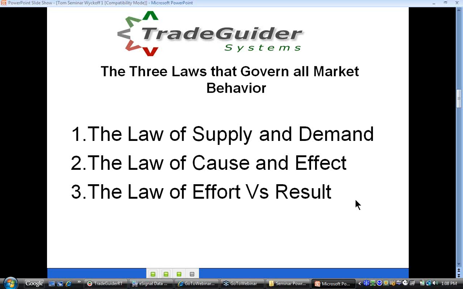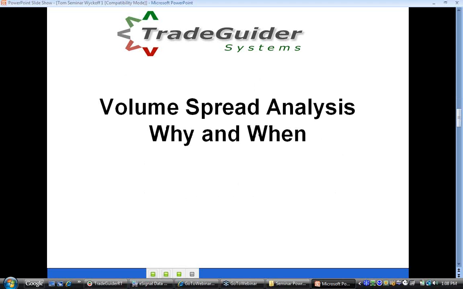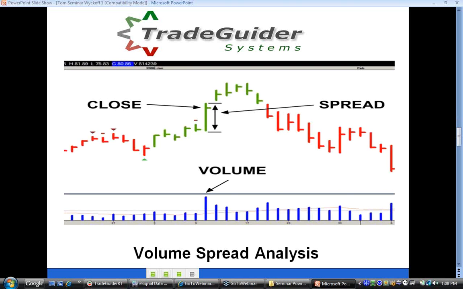The law of supply and demand, that's fairly obvious, we've heard that before. But then we have the law of cause and effect, and then the effort versus the result, and that's all linked to volume. So I'm going to talk today about volume spread analysis, which is going to tell us why and when a market will move in any time frame. These are the 3 things that we focus on.